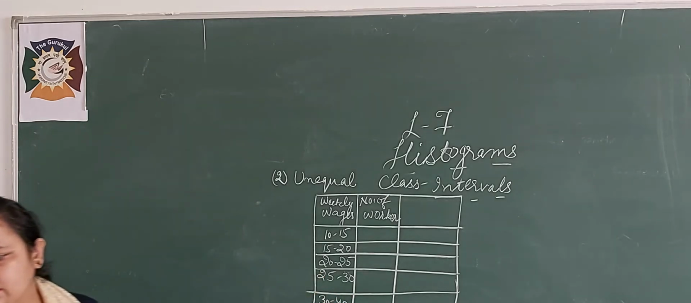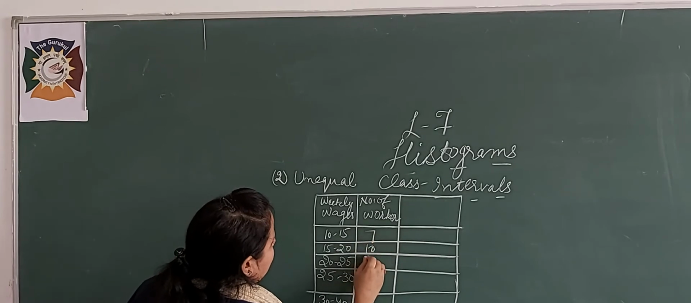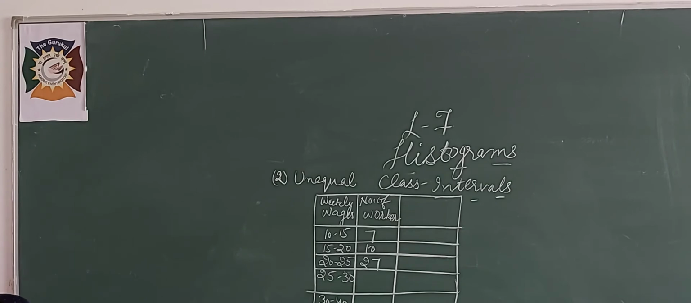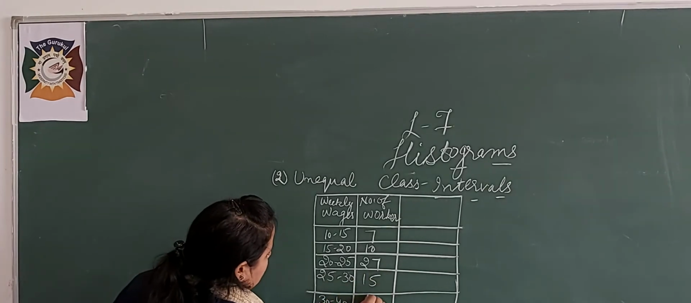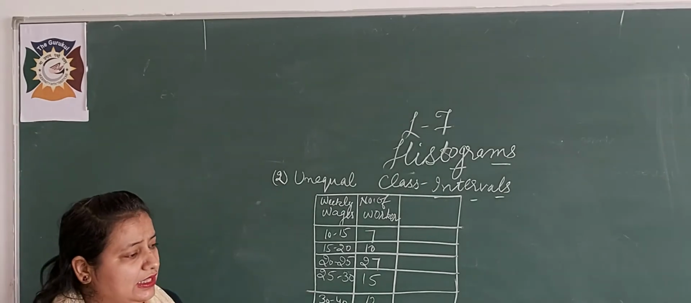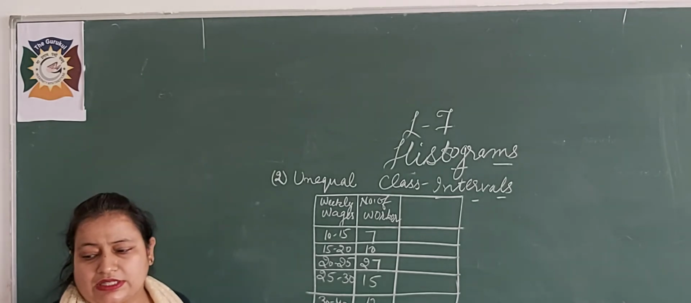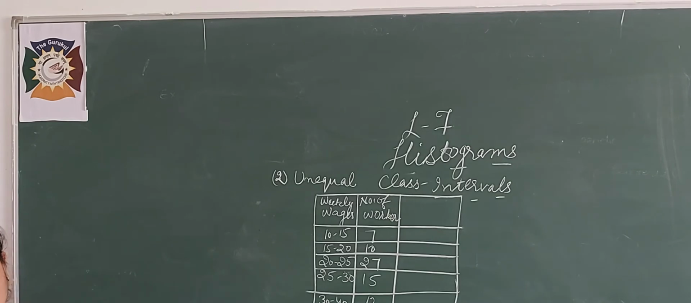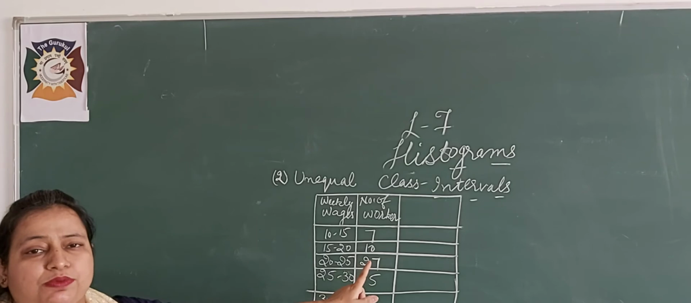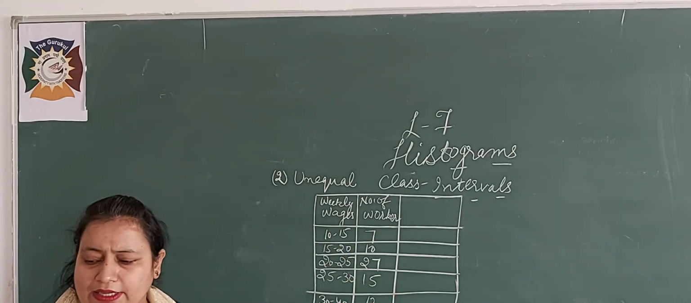Okay, number of workers: 7, 10, 27, 15, 12, 8. Firstly, you will see this series has unequal class intervals. So, firstly, we have to make some adjustment, and then show that adjustment in a histogram. So, let us start the adjustment.